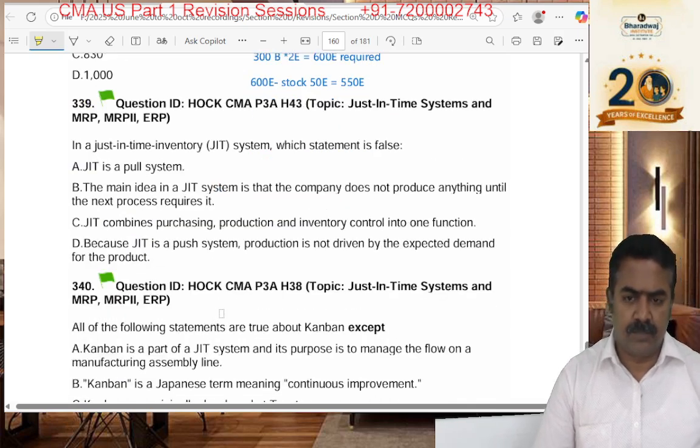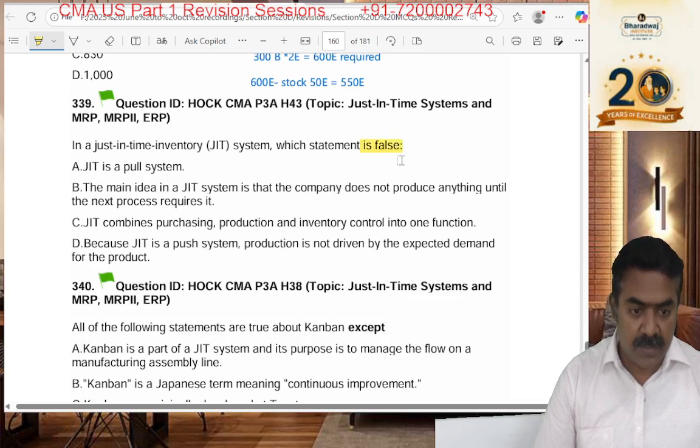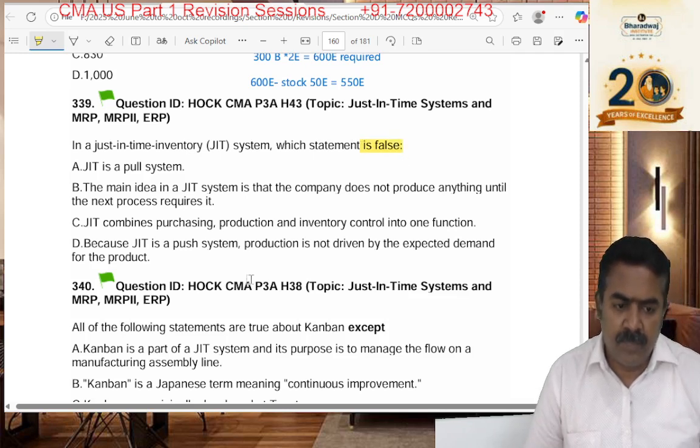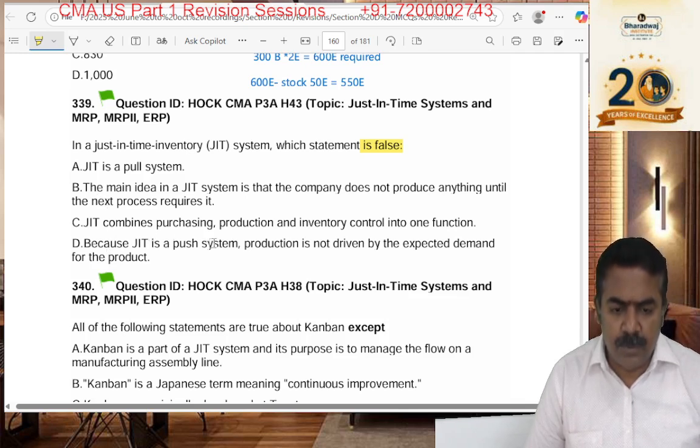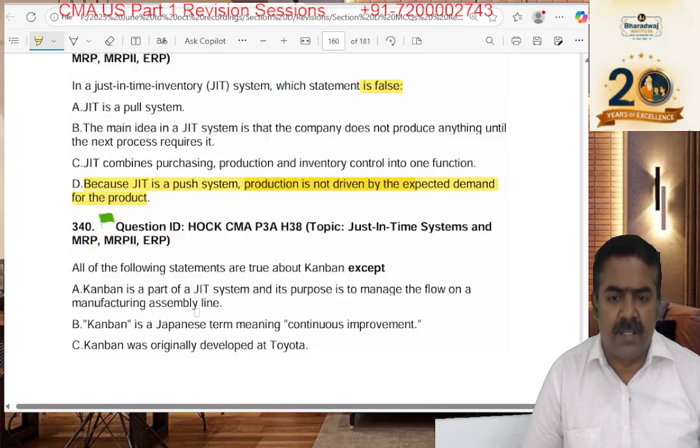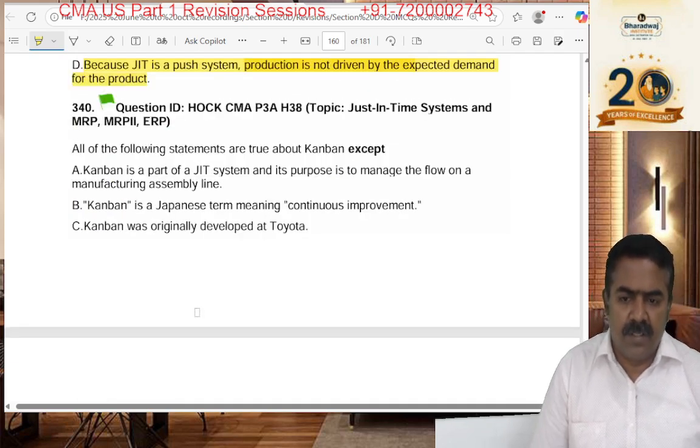339. Which of the statements is false? JIT is a push system. Production is driven by expected demand.